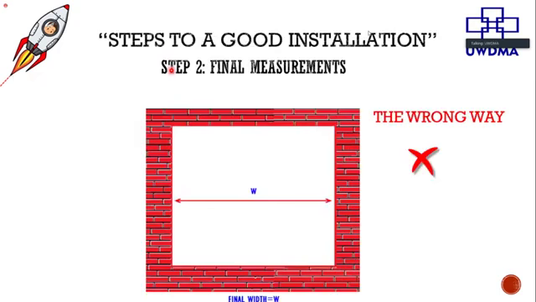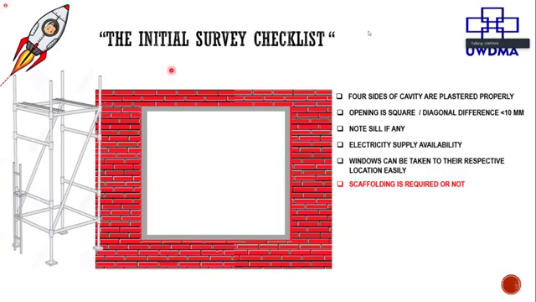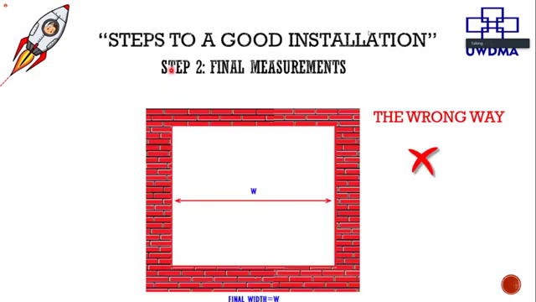Now let's come to the next step. Once your initial survey is done, now you have gone to the client site, you have seen everything, and the initial survey is done. And now you are going to do the final measurements. So the wrong way is that you just take one width and one height. That is the wrong way for the final measurements. Why is it the wrong way?